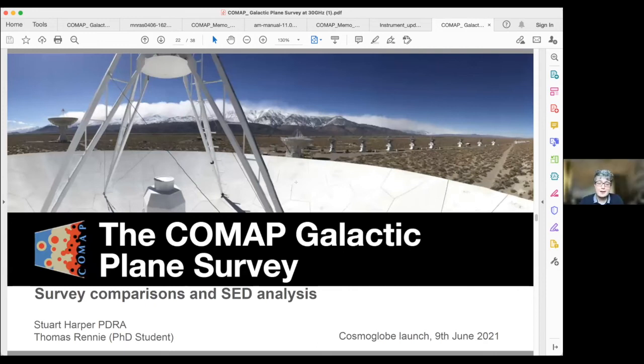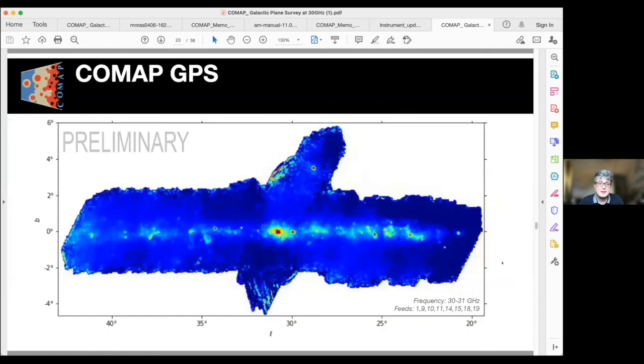Fantastic. So hi, I'm Thomas. I'm a PhD student at the University of Manchester, working with the COMAP Galactic Plane Survey, and particularly digging into the scientific analysis of it. So if we can go to the first slide.